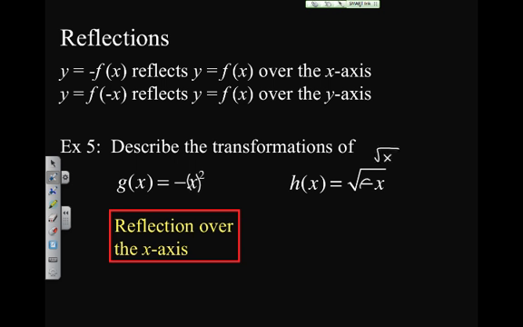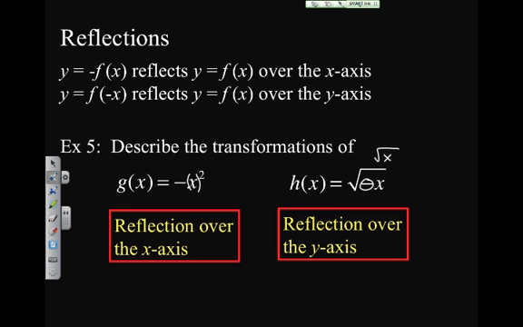When we look at the second one, the parent function here is the square root of x. Notice the negative is inside with the x, so that's going to flip it from left to right, which means that one is a reflection over the y-axis. All those x values are changing, so that reflects over the y-axis.